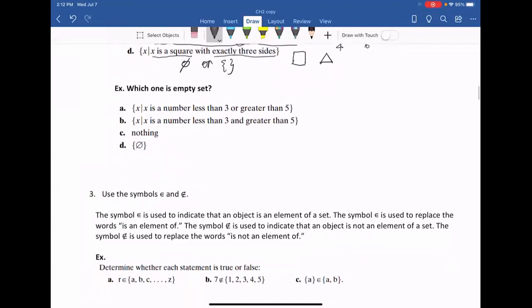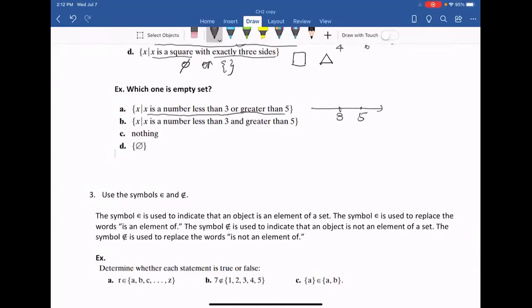Which one is an empty set? Let's see the condition. X is a number less than 3 or greater than 5. Let's draw a number line. Here is my 3, here is 5. This number less than 3. Less than 3 or greater than 5 means just satisfy one condition should be okay. So I can find many numbers.